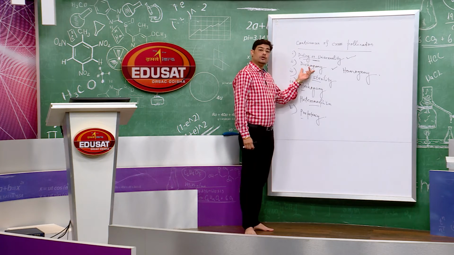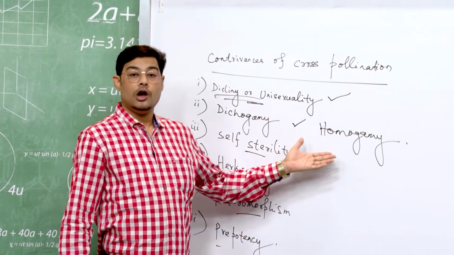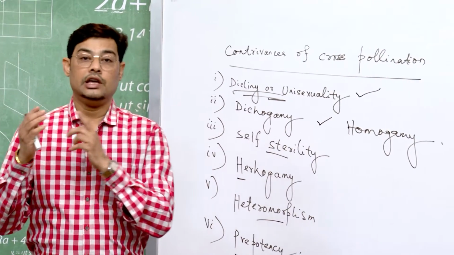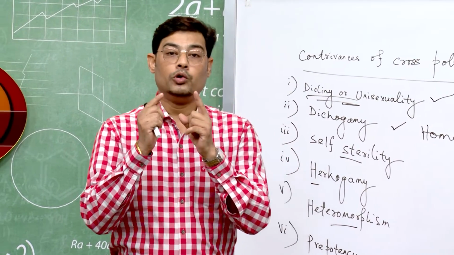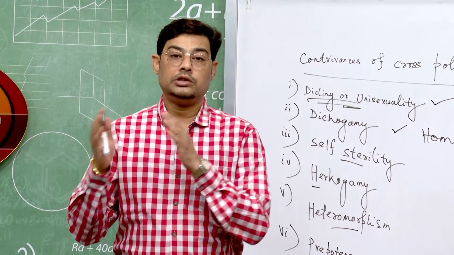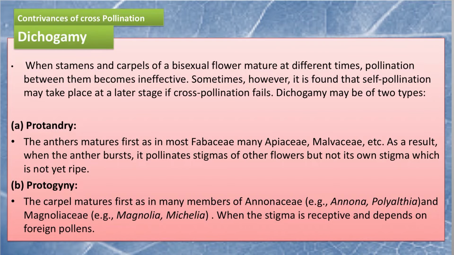Next, moving to dichogamy. As I said, this is just the opposite of homogamy. In homogamy, which we discussed in self pollination, the male part and female part both mature at the same time. But here in dichogamy, the male part and female part mature at different times. When the male part matures first, we call that protandry, the protandrous condition. When the female part matures first, we call that protogyny, the protogynous condition. So, this is about dichogamy.